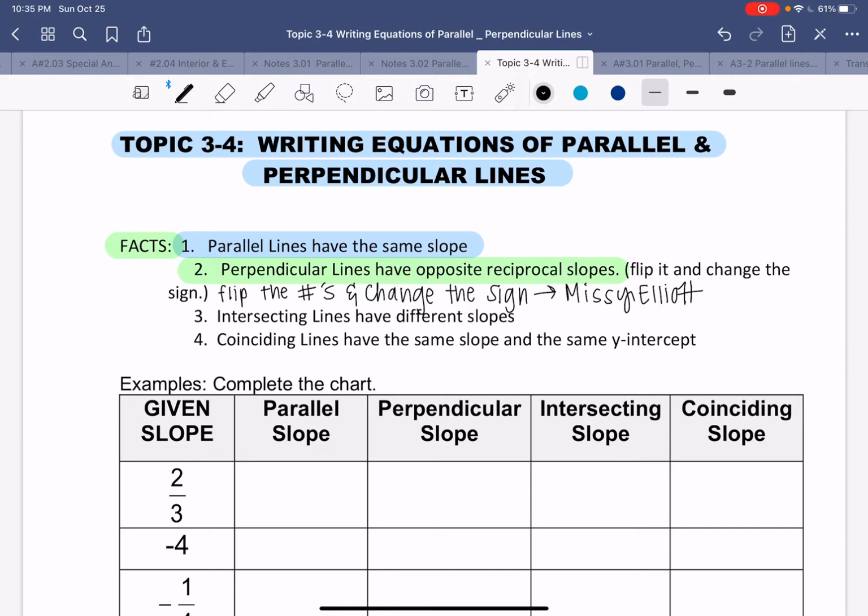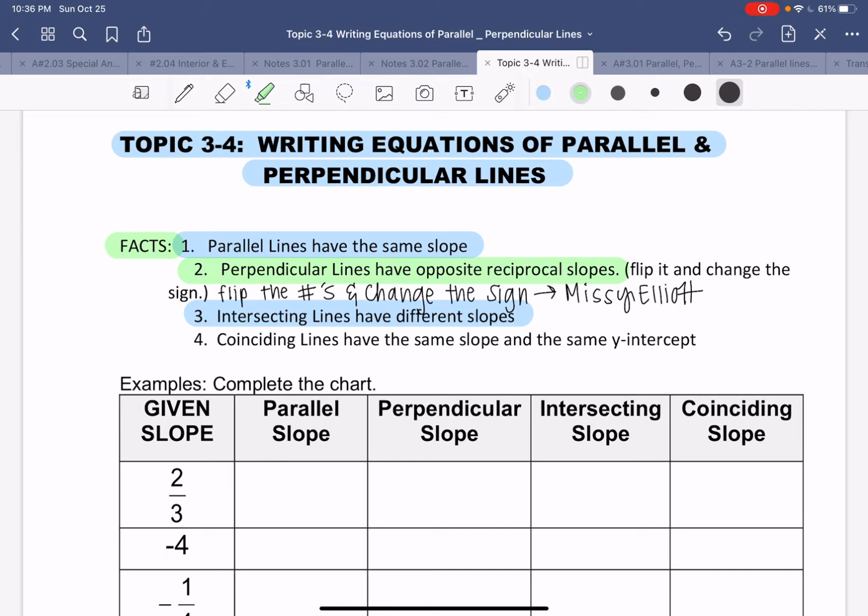The next one is that intersecting lines have different slopes. The difference between intersecting lines and perpendicular lines is that perpendicular means it makes a 90-degree angle, so the slopes flip the numbers and change the sign. Whereas intersecting could literally mean any different kind of slope. It could be 2 and 3, 1/2 and 1/3, or 1/2 and 2. Whatever it may be, they're just intersecting at that point.